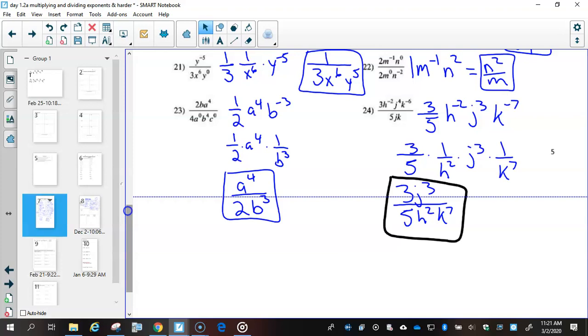B would move to your denominator, and A would move to your numerator. A would be in your numerator. So A to the 4th all over B to the 3rd. Bishop, do you need your notes? Any others? Sophia.